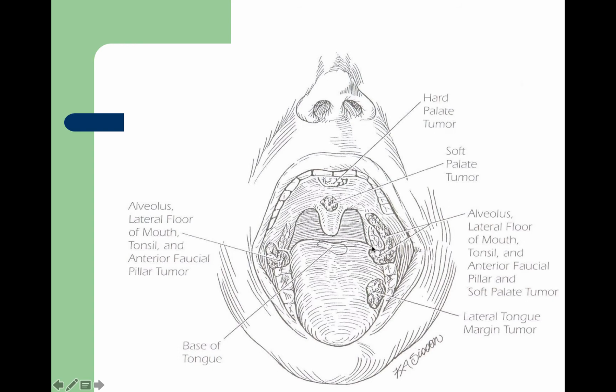Also around this tonsillar region and the faucial pillars. Here's lateral tongue and at the base of the tongue. So this is way posterior, the base of the tongue, not oral tongue. Here's base of the tongue, and then the lateral floor of the mouth shown here.